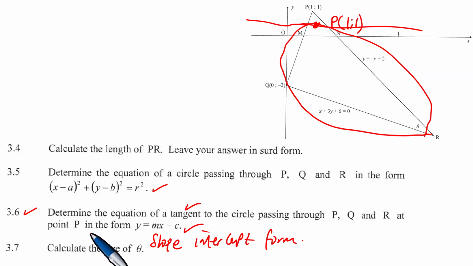First things first, what have we been able to get here? And what do we know? We know a couple of gradients. These gradients that we know, are they enough? Are they not enough? We check. We need a gradient of a radius.